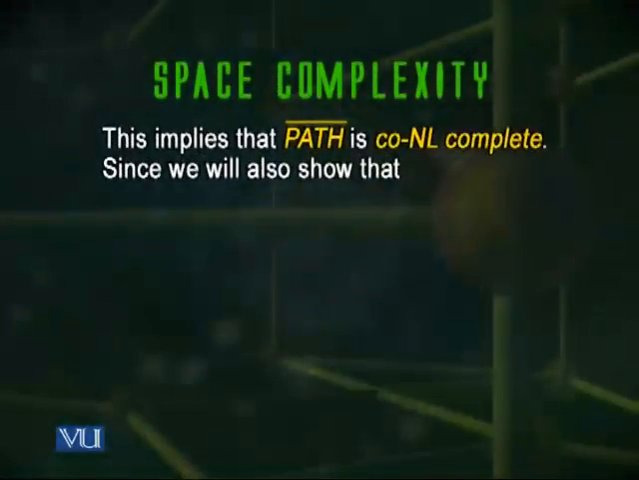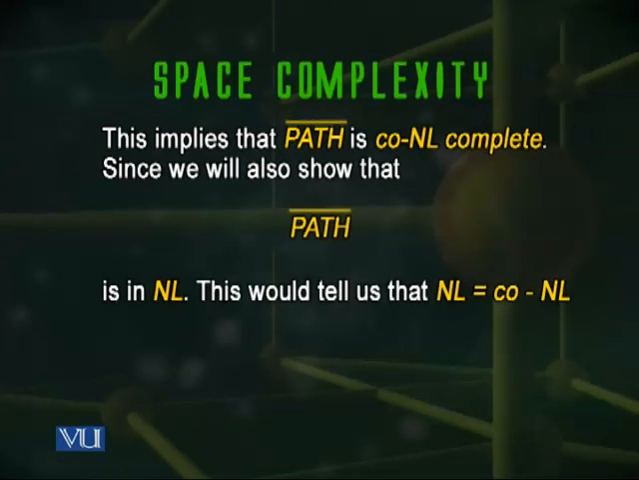And the proof of this little fact is that if A is log space reducible to B, then there's a log space transducer that reduces A to B. Well, the same log space transducer will reduce A complement to B complement. So this is not a very complicated theorem to prove, it's just an observation. This theorem implies that PATH complement is co-NL complete. Since we will also show that PATH complement is in NL, this would tell us that NL is equal to co-NL.